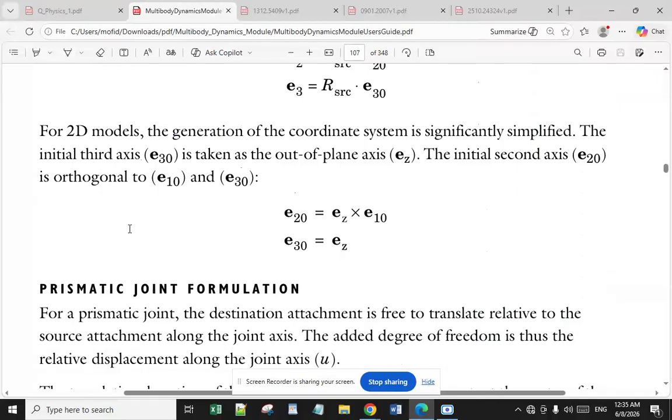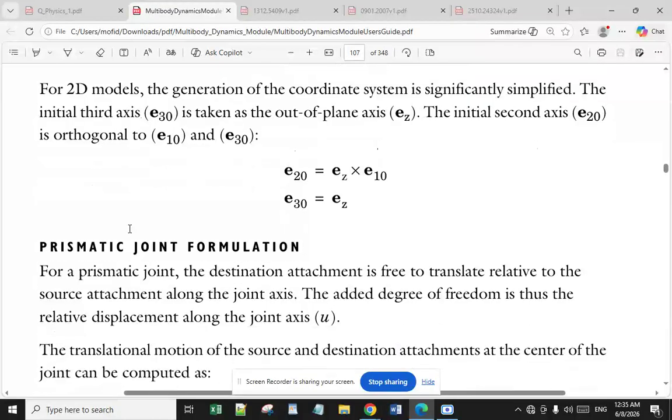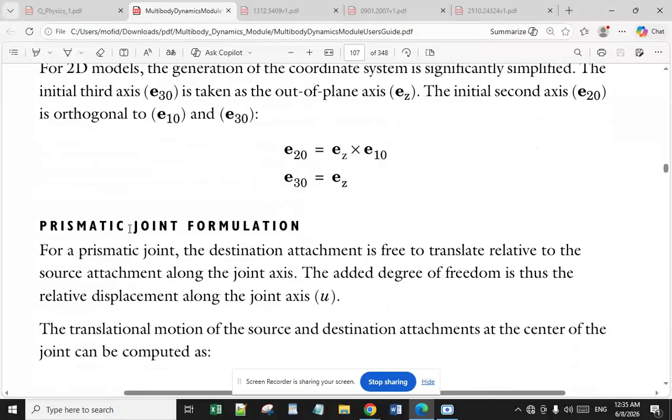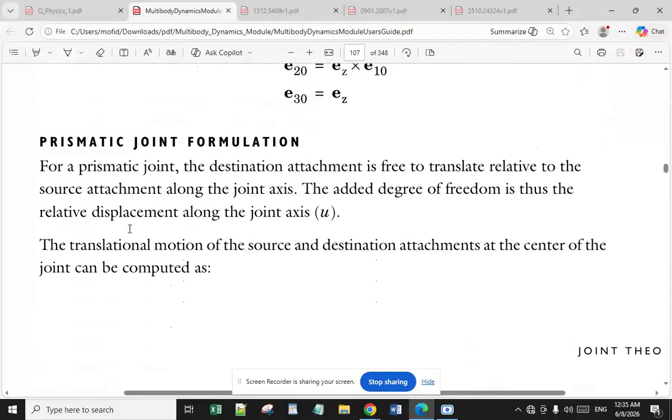For two dimensional models, the generation of the coordinate system is significantly simplified. The initial third axis E30 is taken as the out-of-plane axis EZ. The initial second axis E20 is orthogonal to E10 and E30. So we have our equations. A20 is equal to AZ multiplied by A10. A30 is equal to AZ.